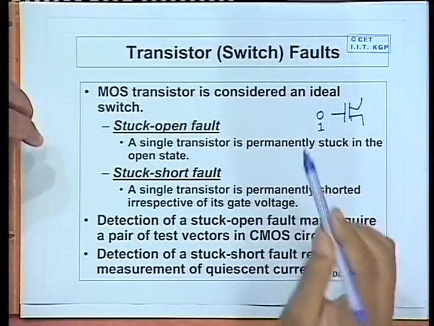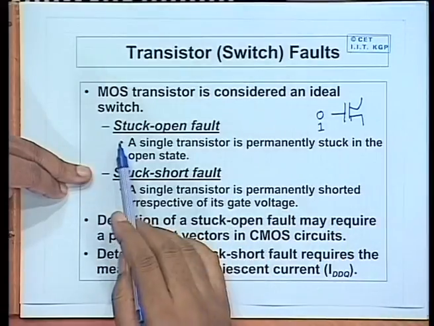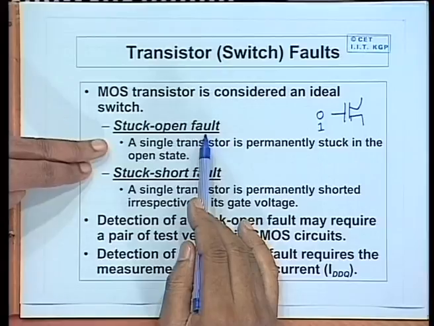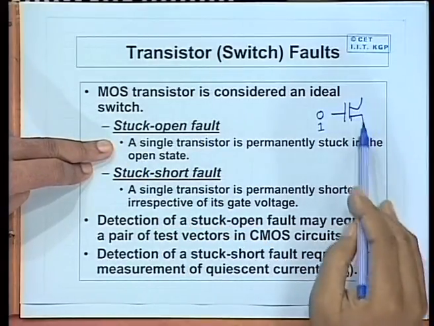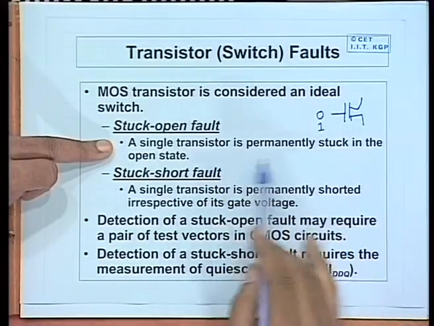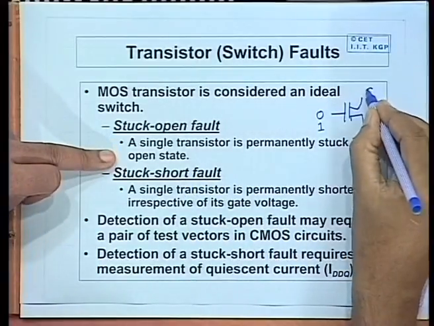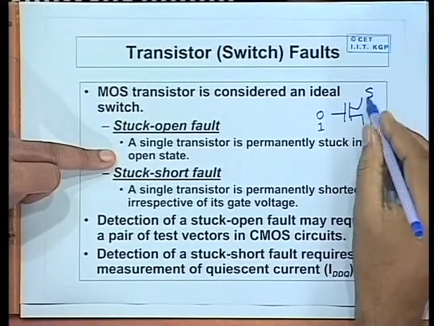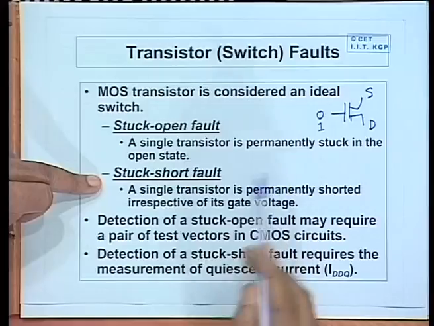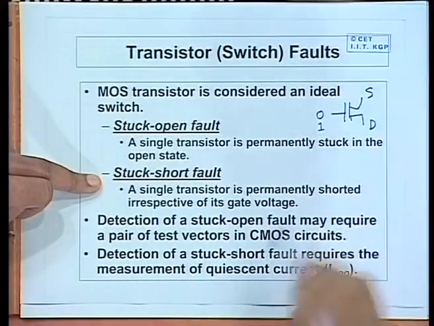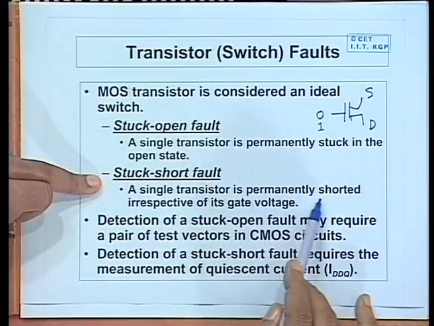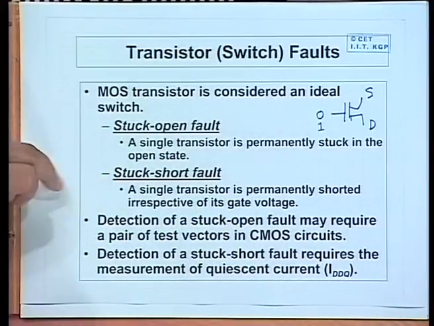Now, the transistor level faults are of two types, stuck open and stuck short. Stuck open says that the transistor is never turning on. Whatever you are applying on the gate, it is permanently stuck in the open state. That means the source and the drain are never conducting. Stuck short is the reverse. There is a short circuit between the source and the drain. So, a single transistor is permanently shorted irrespective of the gate voltage.